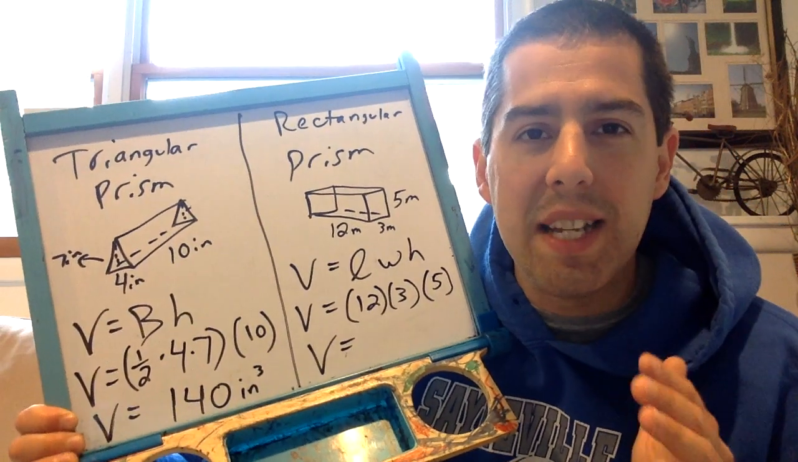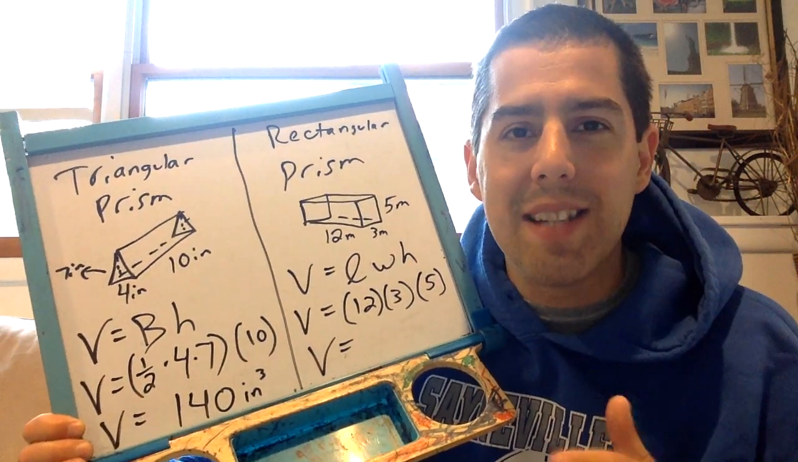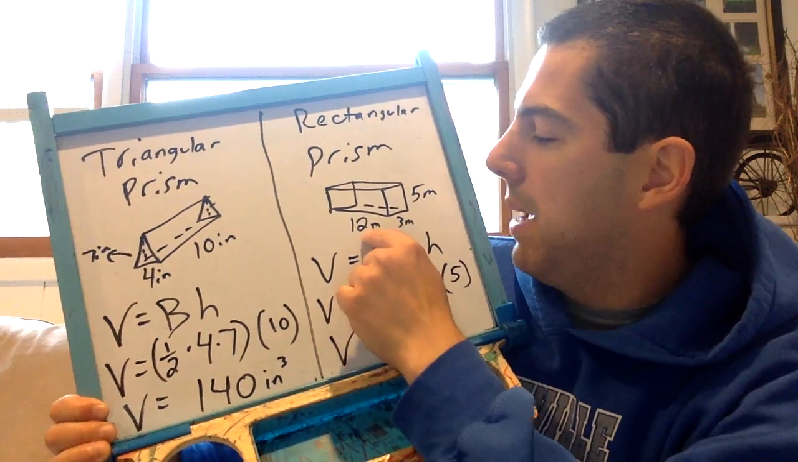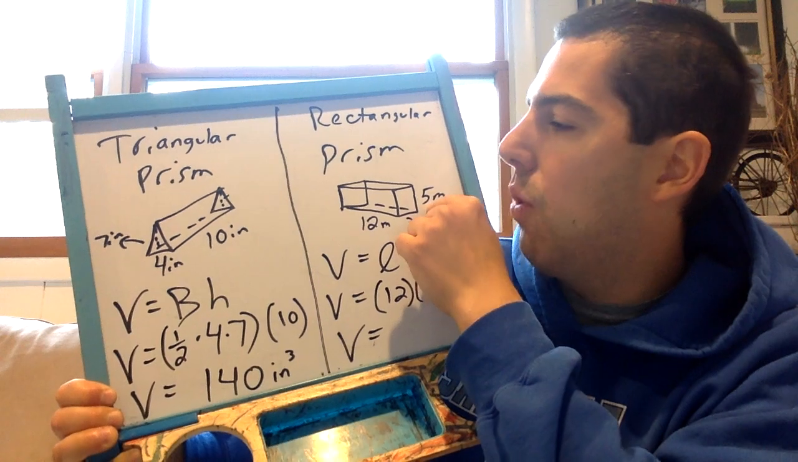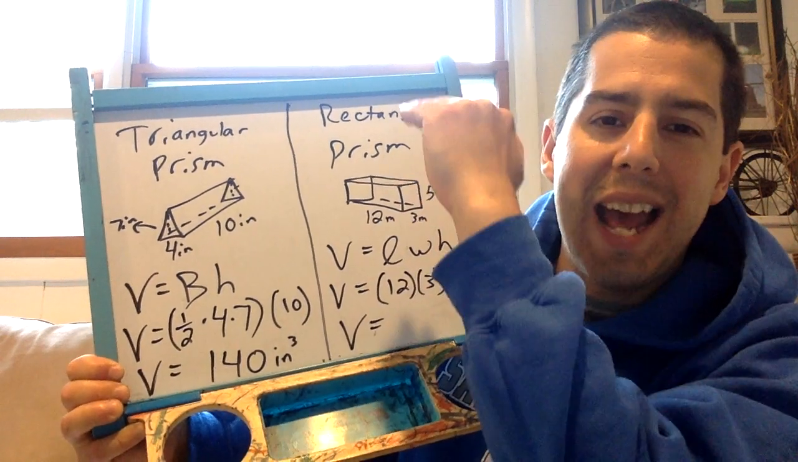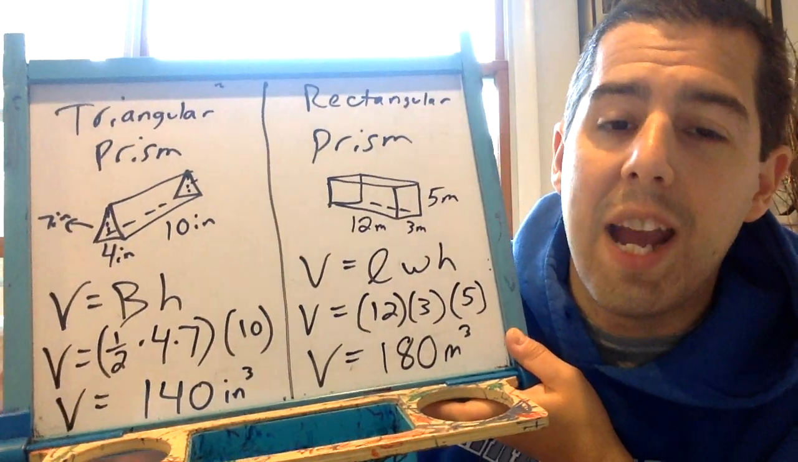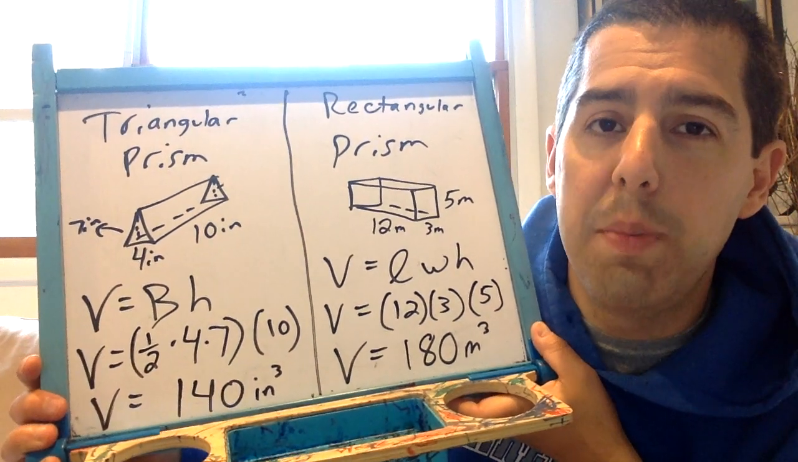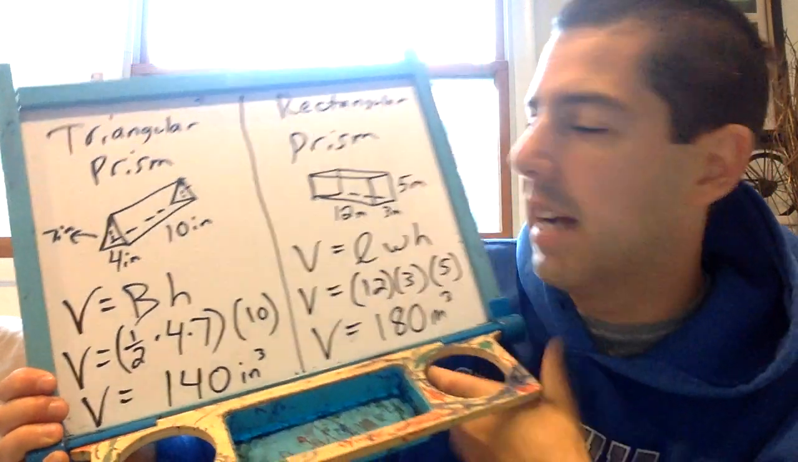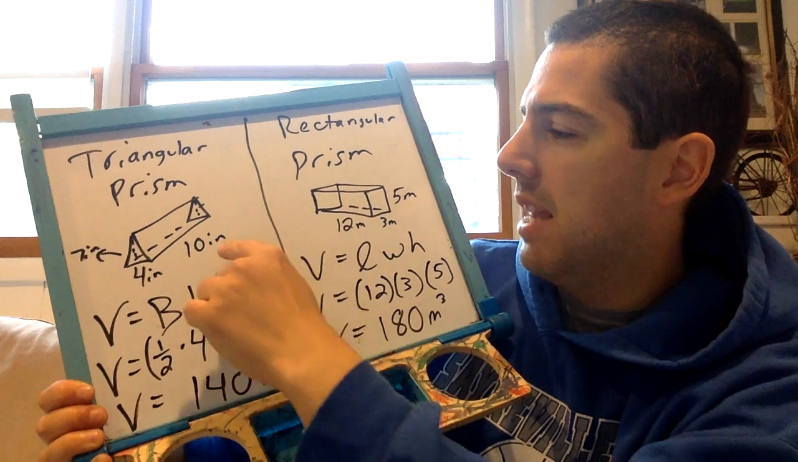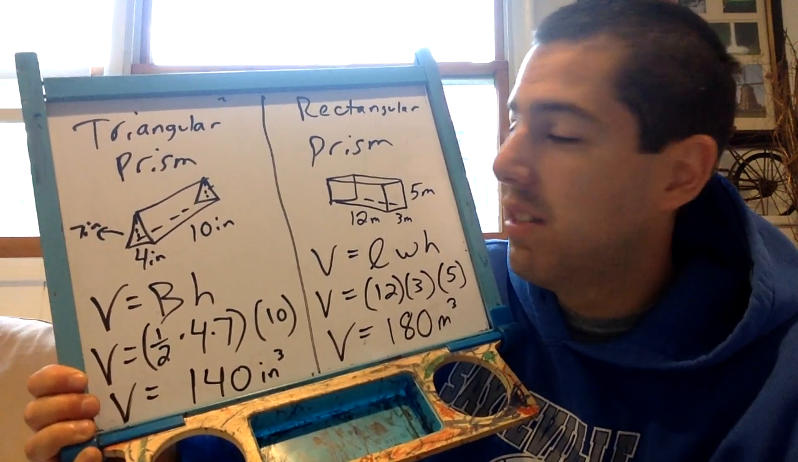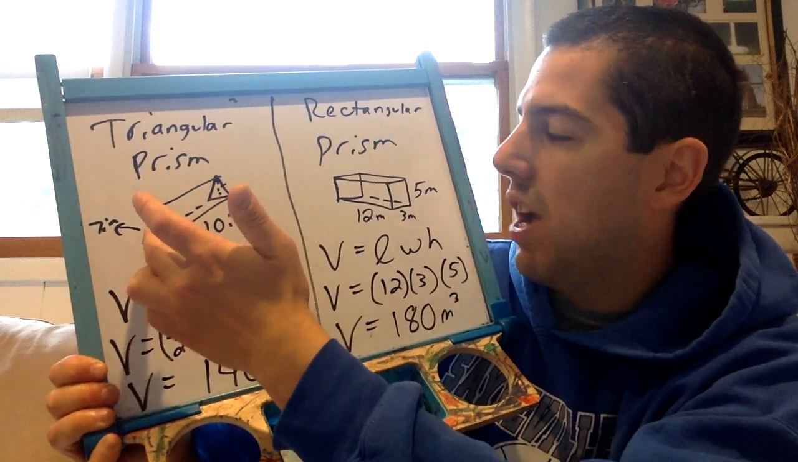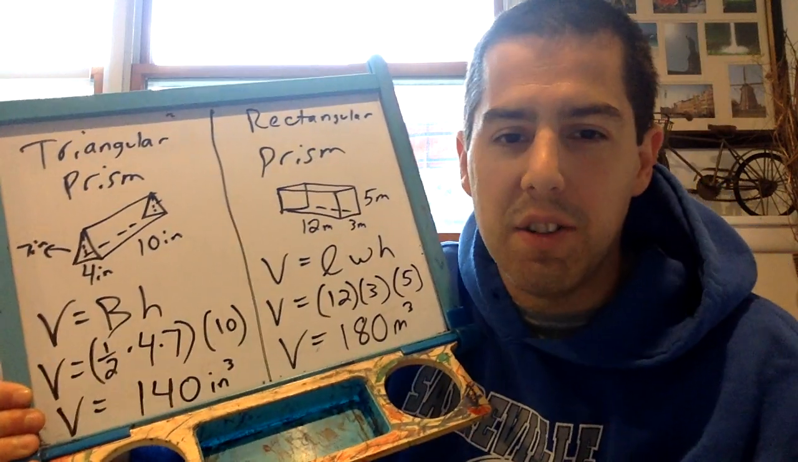What they have in common is you get the area of the base and multiply by the height. So the base is 12 times 3, that's 36. Multiplied by how high it is, it's been stacked 5 meters, and you get 180 cubic meters. I got the area of the bases, and then I multiplied by the height. That's what they have in common. What do they have different? They have different bases. This one has a triangle, and this one has a rectangle.